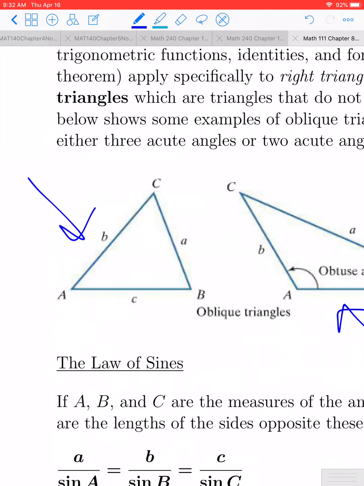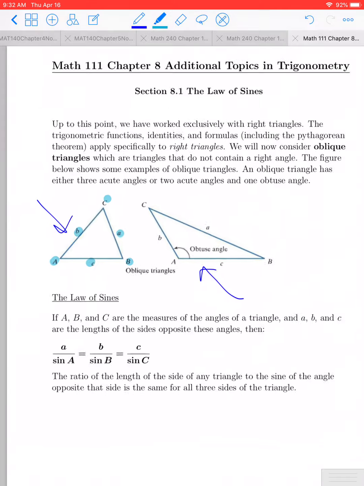For example, if I focus on this very first triangle, this particular angle is denoted as angle A, and the side across from it we will denote with lowercase a. Similarly, if this is angle B, the side across from it will be lowercase b, and if this is angle C, then the side across from that angle will be side little c.